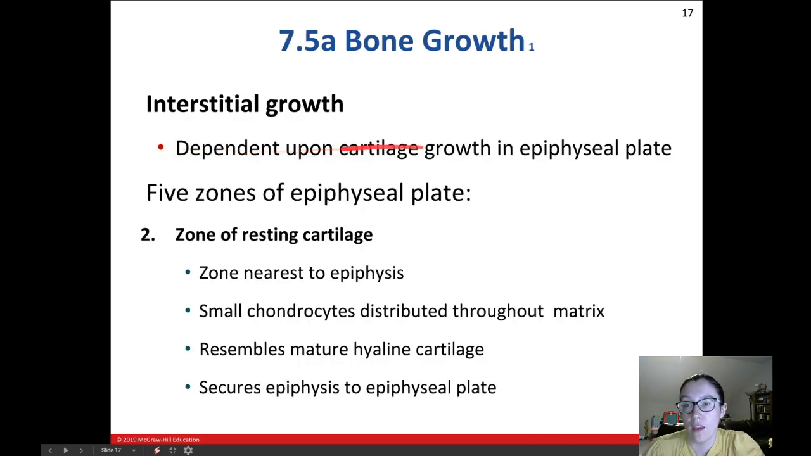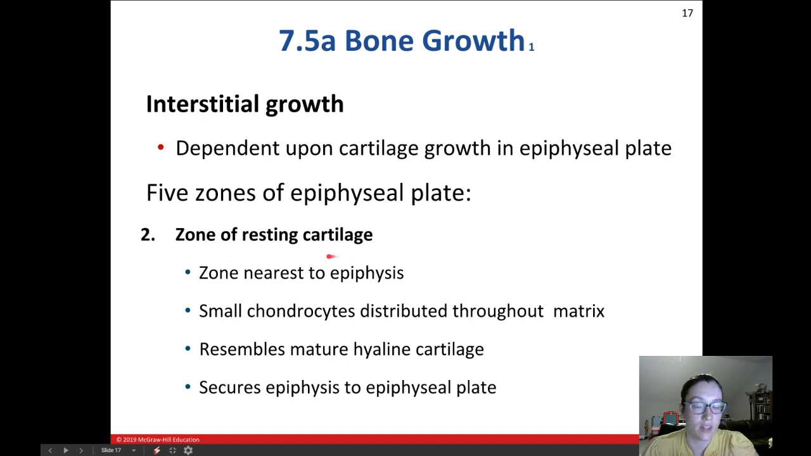And so if we take a look at the epiphyseal plate under a microscope, we can identify 5 different zones in the epiphyseal plate. And I don't know why this keeps starting with 2. This should be 1, just like the last one. The first one is the zone of resting cartilage.